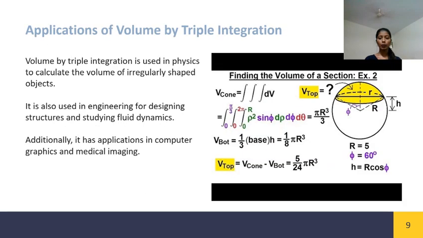So what are the applications of volume by triple integration? Volume by triple integration is used in physics to calculate the volume of irregularly shaped objects. It is also used in engineering for designing structures and studying fluid dynamics. Additionally, it has applications in computer graphics and medical imaging.